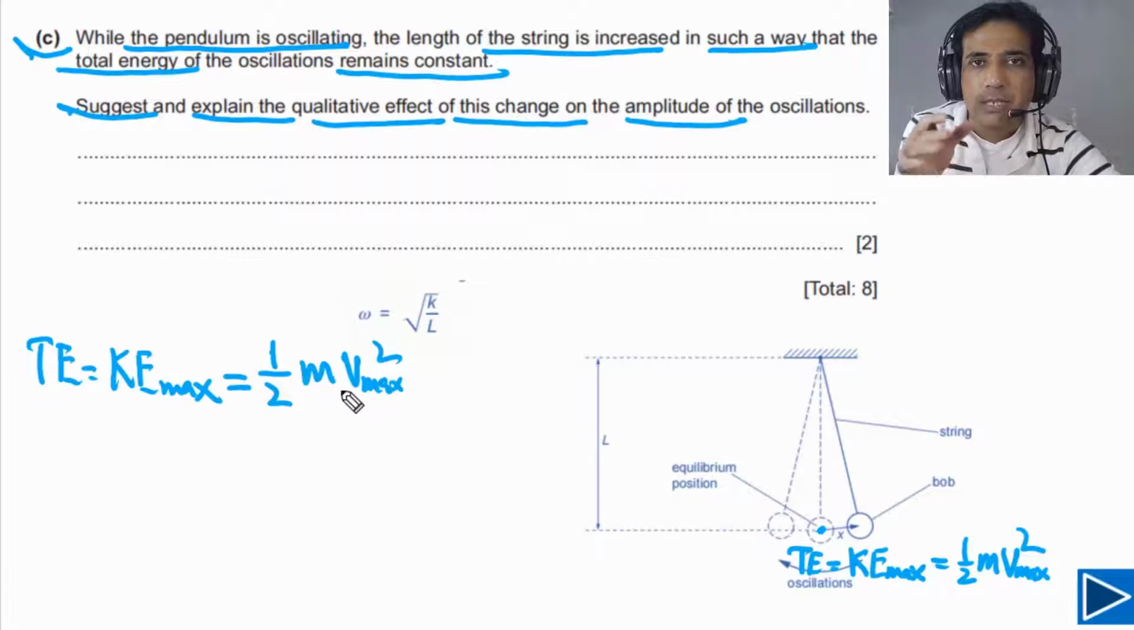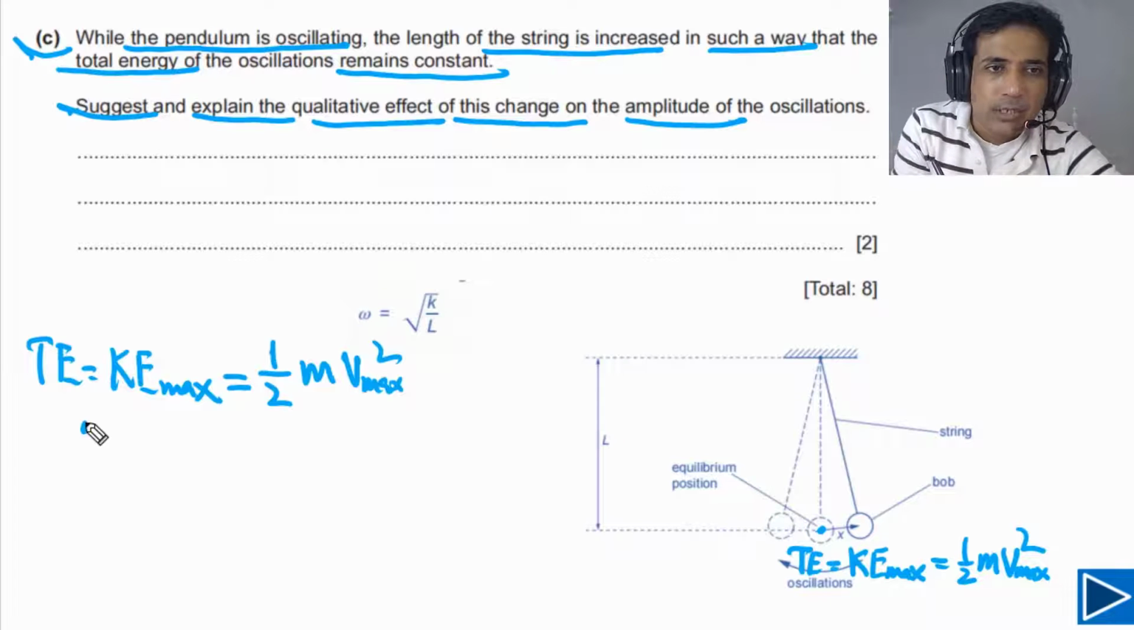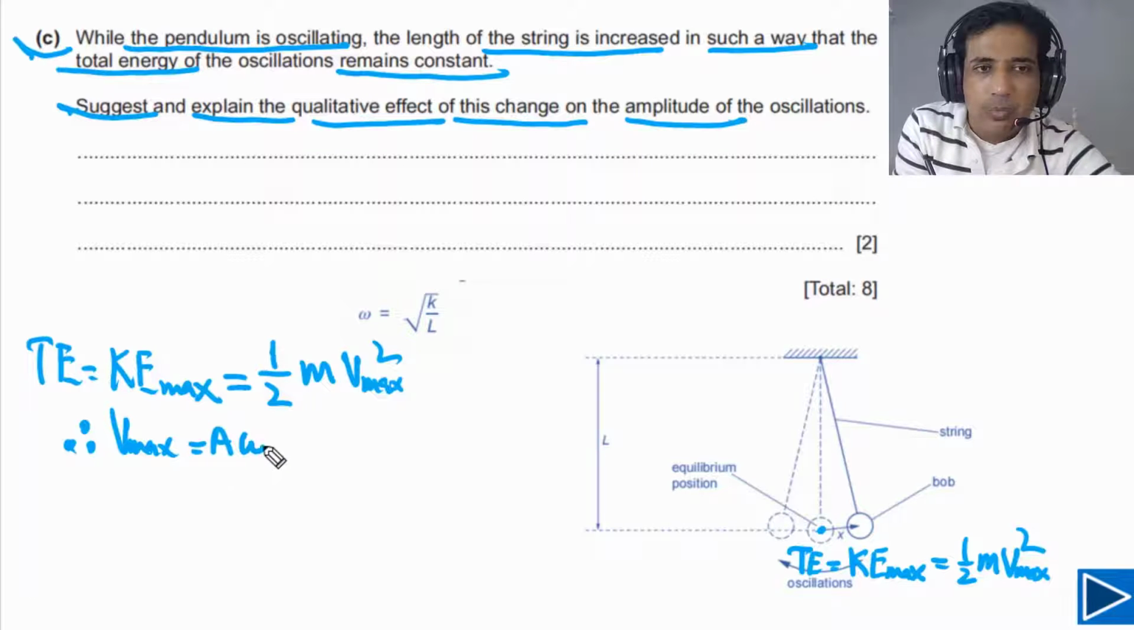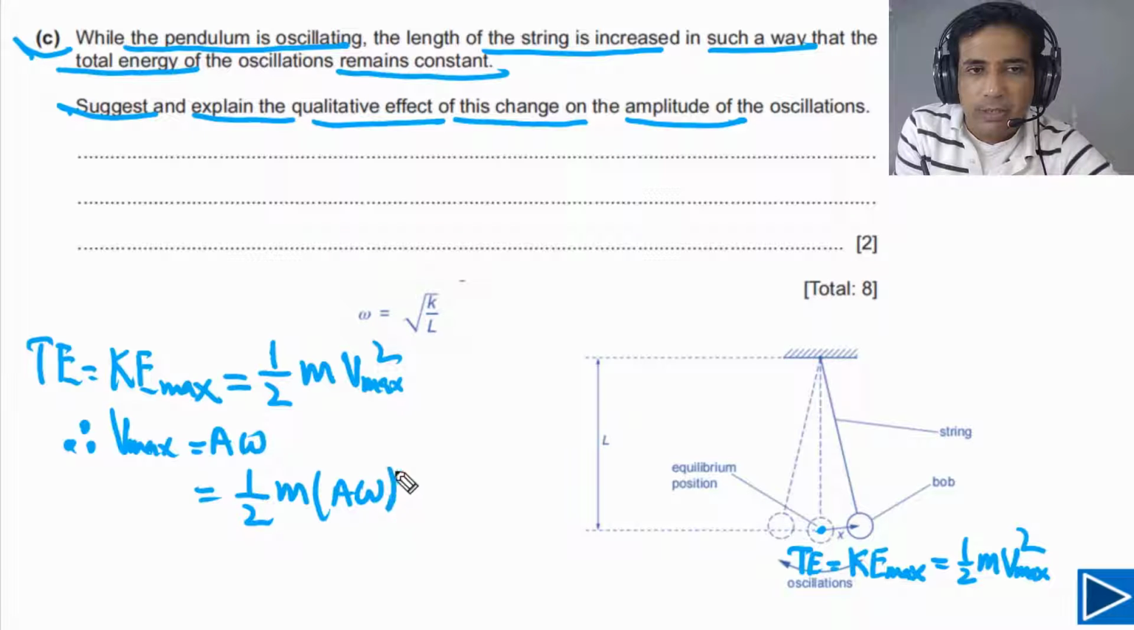But you need to understand maximum speed Vmax for simple harmonic motion. We need to understand Vmax is equal to A times omega. A is the amplitude of oscillations. So simply we can replace V with A omega. So we can write down here Vmax is equal to A omega, squared. Now if we simplify this, we will get 1/2 m A square omega square.